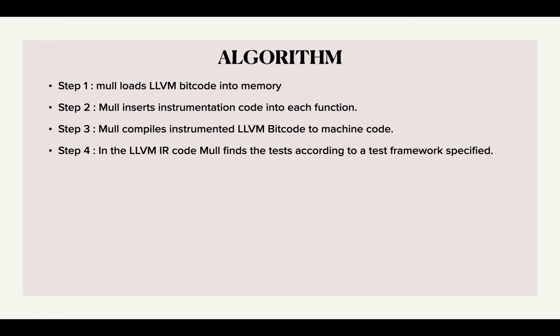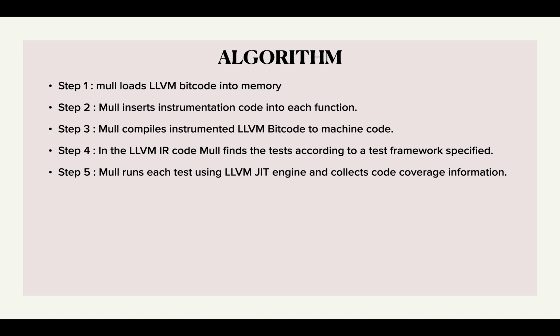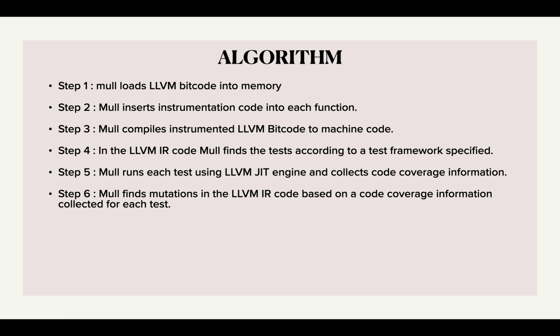Next, in the LLVM IR code, MUL finds the tests according to a test framework specified in the configuration file. In the next step, this tool runs each test using LLVM JIT engine and collects code coverage information. And MUL finds mutations in the LLVM IR code based on the code coverage information collected for each test. A set of mutation points is created.